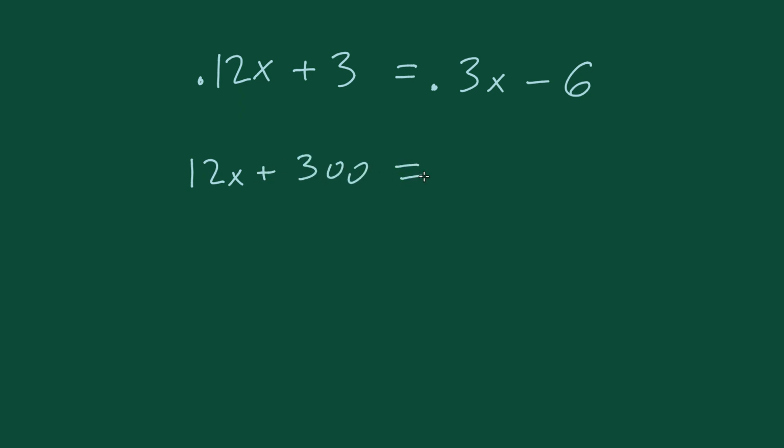All right, let's do another one. 0.12x plus 3 equals 0.3x minus 6. Okay, so for this equation, to make our lives a little bit easier, let's multiply both sides by 100 to shift the decimals over, okay? So multiply both sides by 100. So we would get 12x plus 300 equals 30x minus 600.